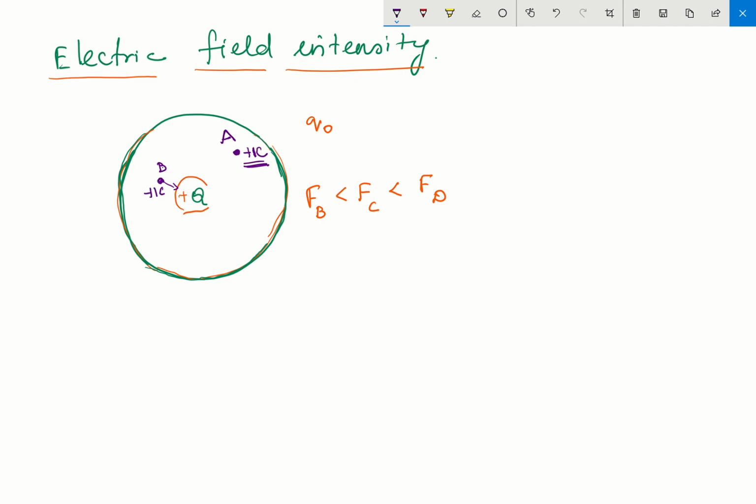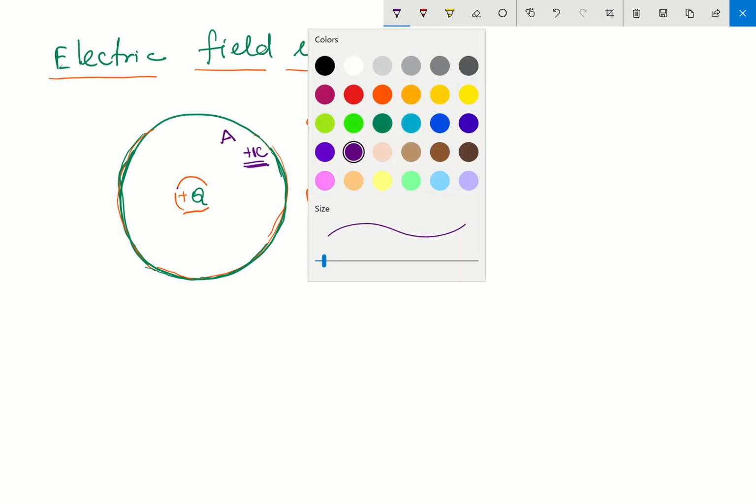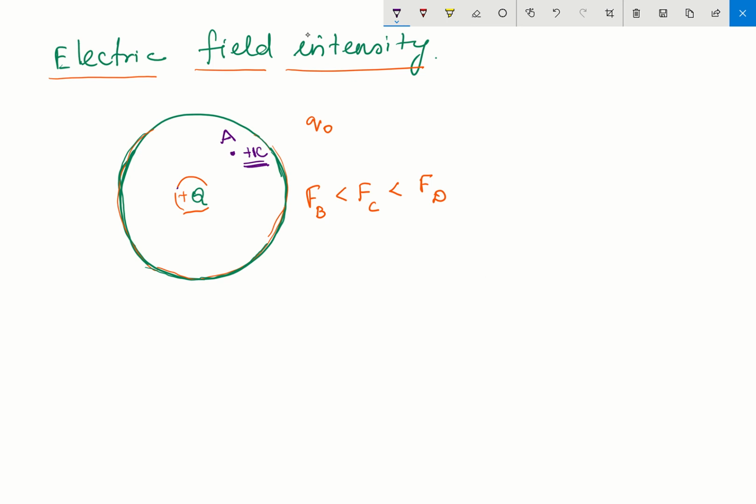Is it clear? Therefore, once again, electric field intensity at any point is defined as the force experienced by a unit positive charge when it is kept at that point. Is it clear? Right. Now my point is here. This point is at a distance R, the distance of the point of my interest, where I have to find out the electric field intensity. Therefore, the vector is the R vector.